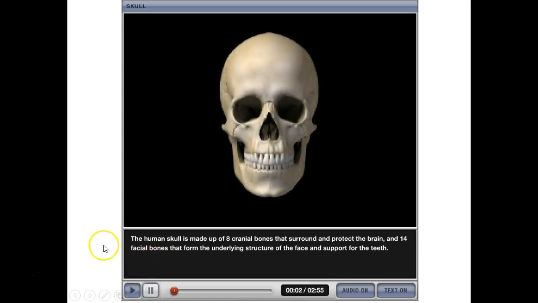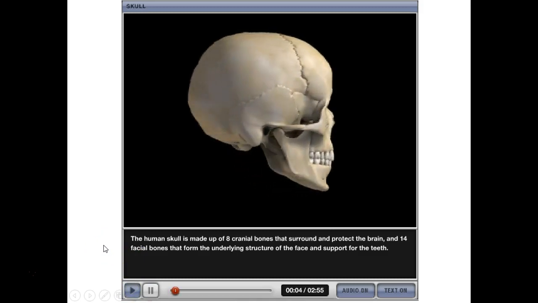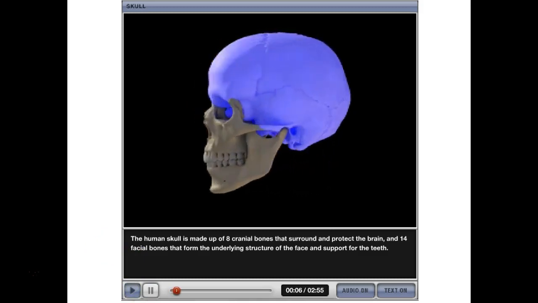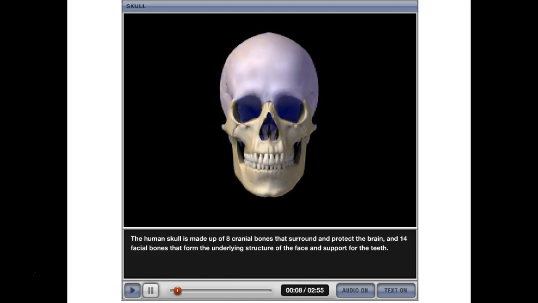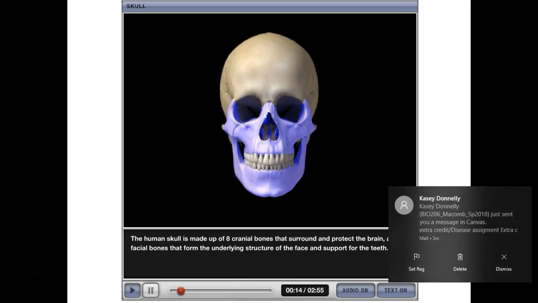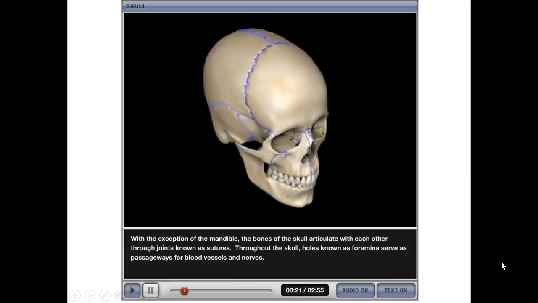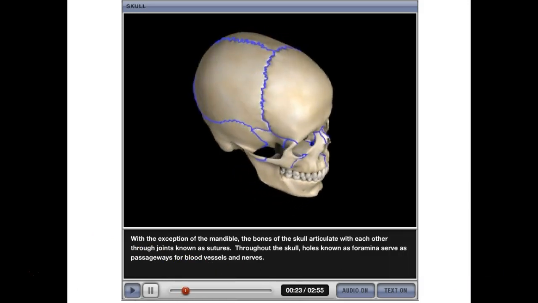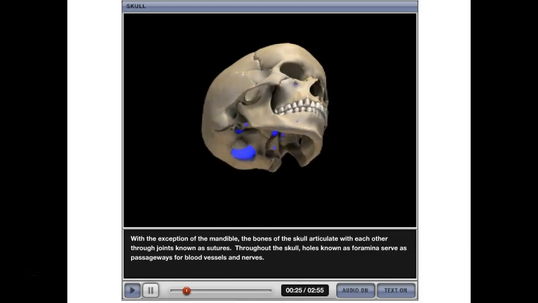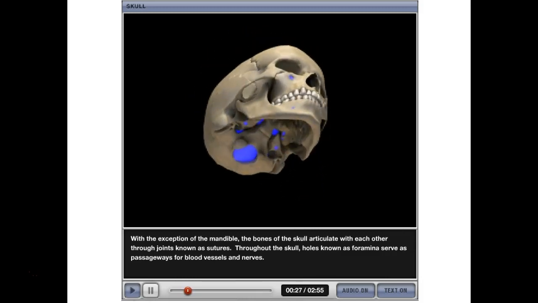The human skull. The human skull is made up of 8 cranial bones that surround and protect the brain, and 14 facial bones that form the underlying structure of the face and support for the teeth. With the exception of the mandible, the bones of the skull articulate with each other through joints known as sutures. Throughout the skull, holes known as foramina serve as passageways for blood vessels and nerves.